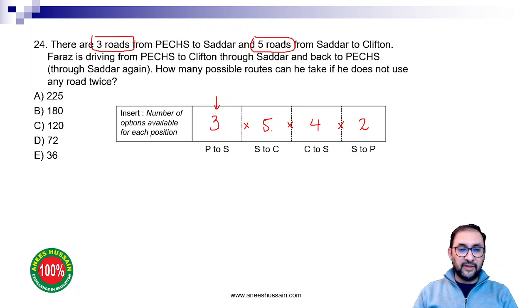So 3 into 5 is 15. 15 times 4 is 60. 60 into 2 is 120. So the answer is he has a choice of 120 possible routes in such a way that he does not use any specific routes that he used before. I hope this is clear to all of you.